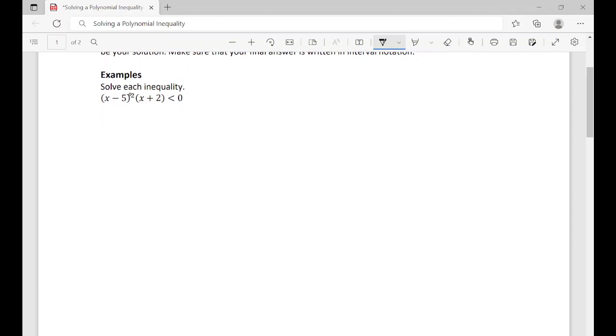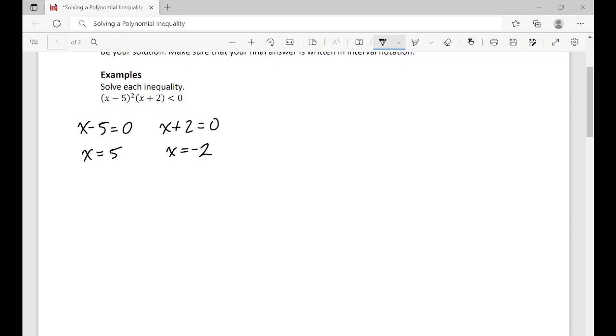So we're going to solve each inequality, and the first one we're going to start off with is (x minus 5) all squared times (x plus 2) less than 0. First off, we've got to find the zeros of this. We're going to set x minus 5 equal to 0 and x plus 2 equal to 0, and solve. Add 5 over, x equals 5. Subtract 2 over, x equals negative 2. So we have 5 and negative 2 as what will give us 0.